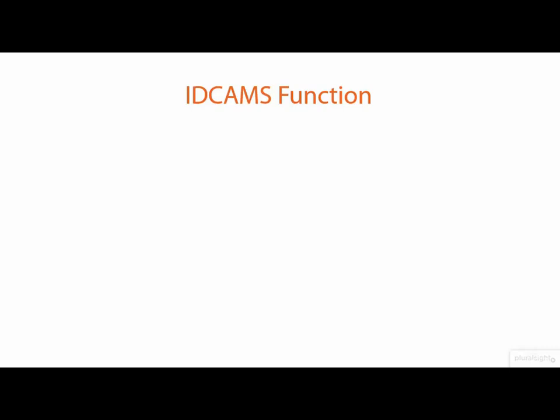Another utility function that we have available is IDCAMS. The AMS on the end of this utility stands for Access Method Services. It is typically associated with processing VSAM files, but it is also used to manage catalog entries, define other VSAM structures, and define different elements that would be associated with the system catalog. So in general, the IDCAMS function is going to be used to define VSAM structures.